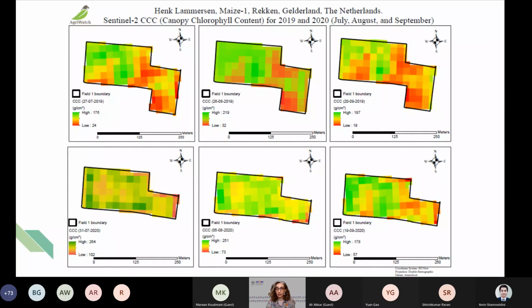I think we may have lost Dr. Abkar again. And this was actually a very interesting part of the presentation in terms of how to use the space applications and the technology and the observation data on managing the crop production.